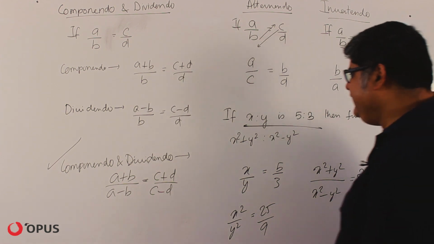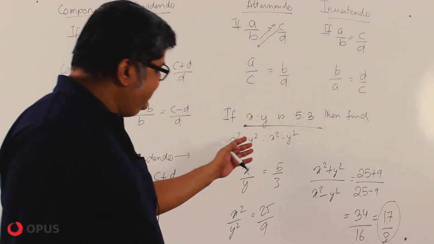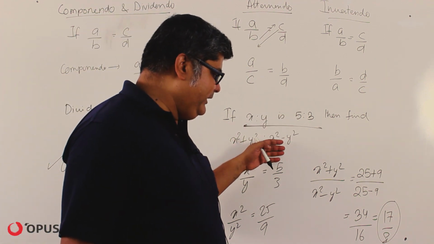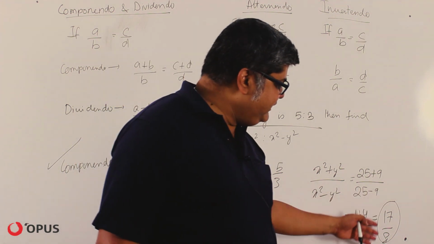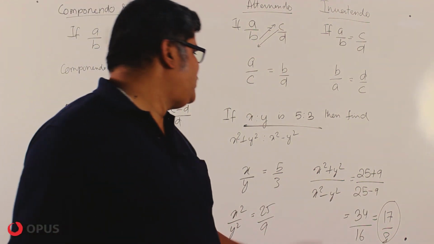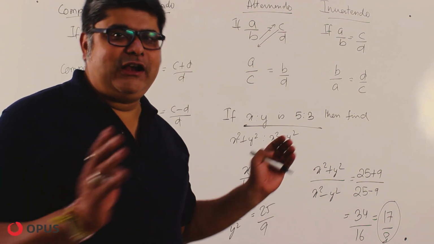So we can easily say that if x is to y is 5 is to 3, then x square plus y square is to x square minus y square would be nothing but 17 by 8. And how did we solve the same? We used componendo and dividendo clubbed together.